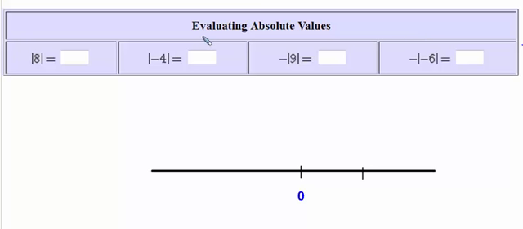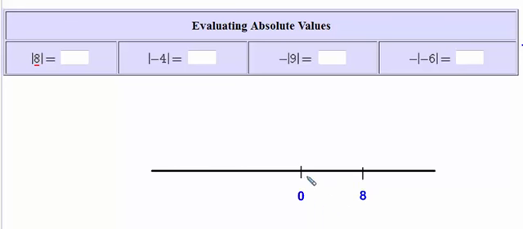In this problem, we'll be evaluating absolute values. For example, this is read the absolute value of 8. You always start by looking at the number inside the absolute value symbols. In this case, it's the number 8. The fact that the 8 is positive puts it 8 units to the right of 0.